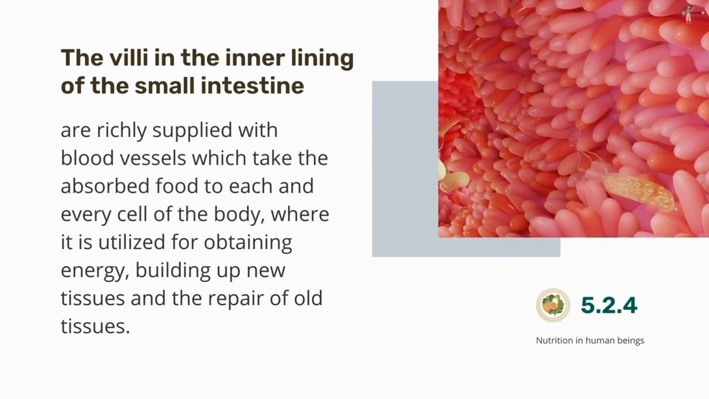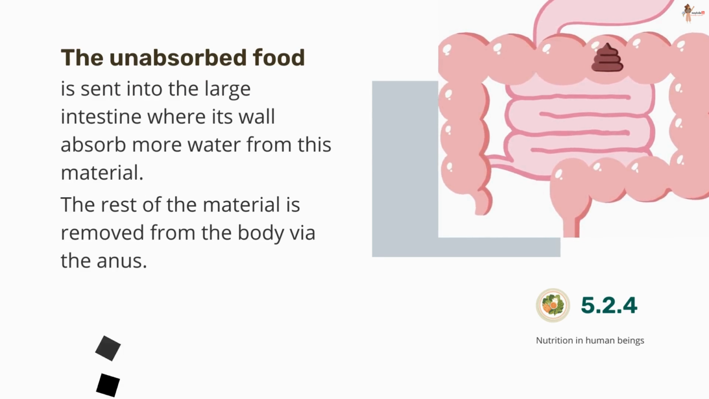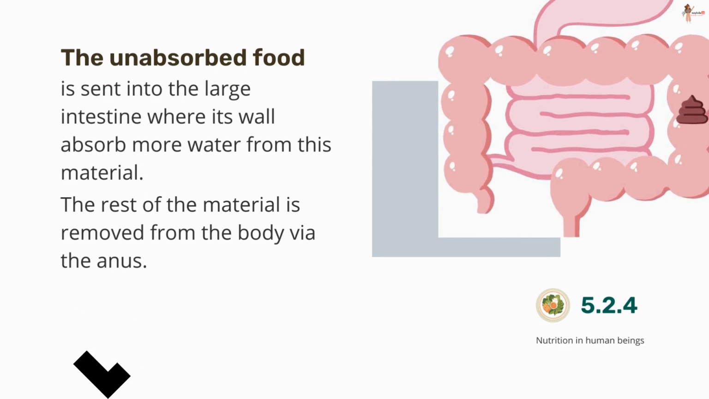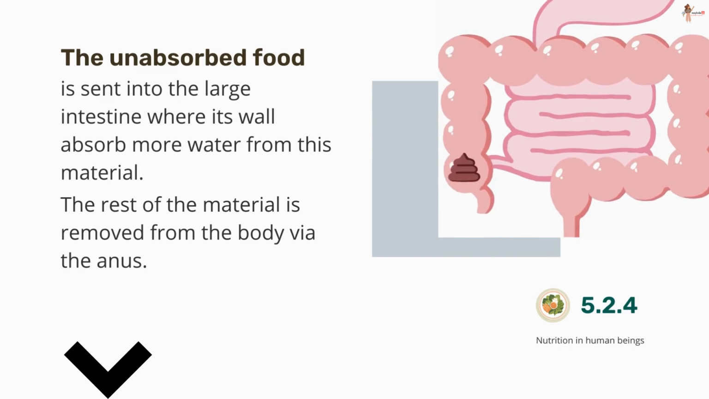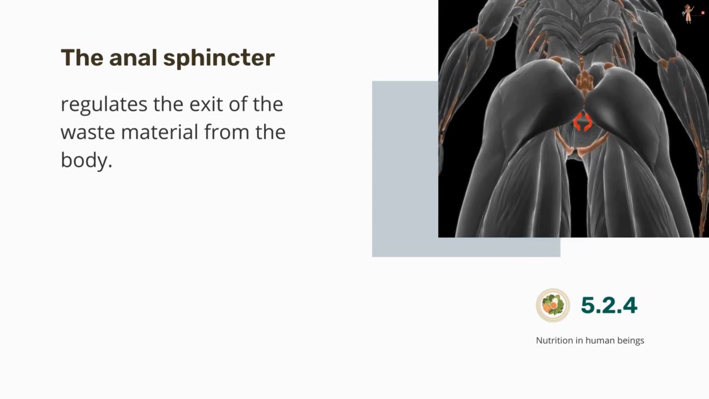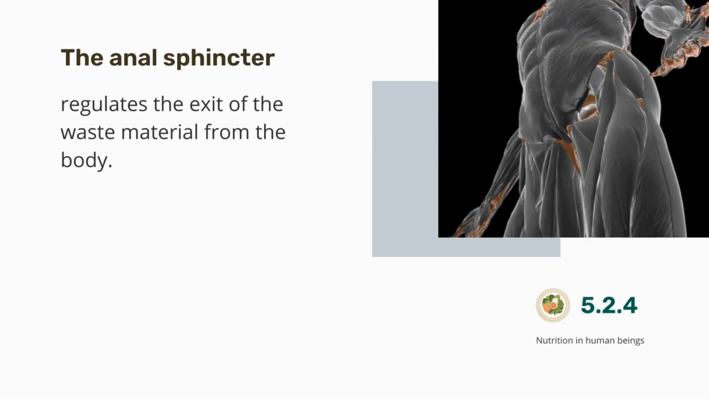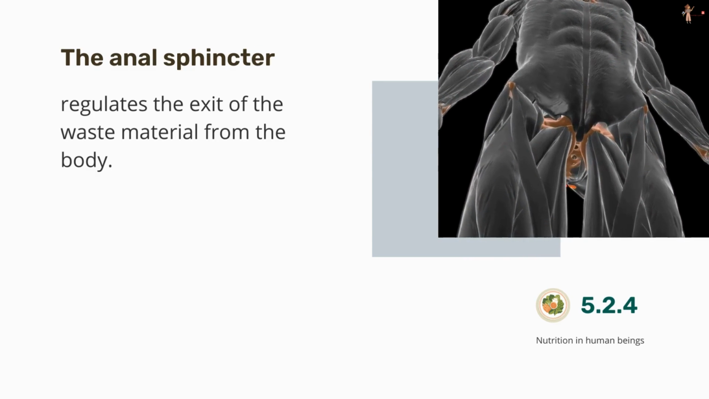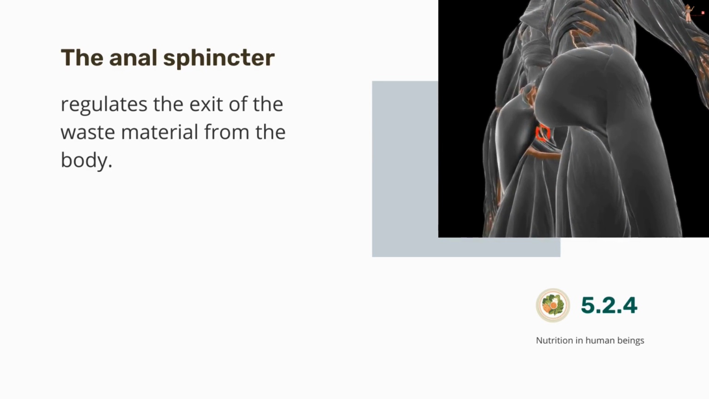The unabsorbed food is sent into the large intestine, where its wall absorbs more water from this material. Thus, the rest of the material is removed from the body via the anus. The exit of the waste material is regulated by the anal sphincter. So this is how the digestive system functions in humans.